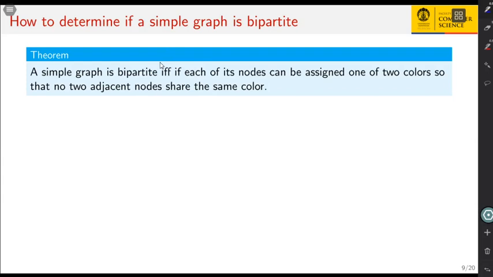In the previous video I mentioned that we will talk about matching, but before that let's formalize our general procedure to determine whether a simple graph is bipartite. So here is a theorem.